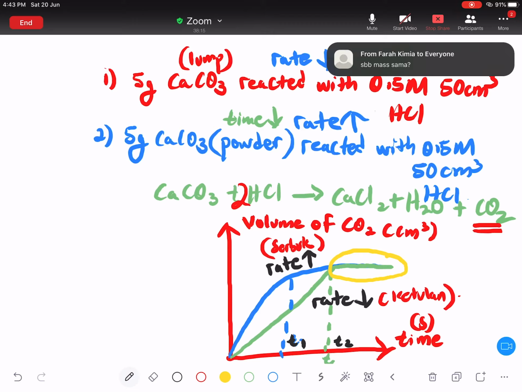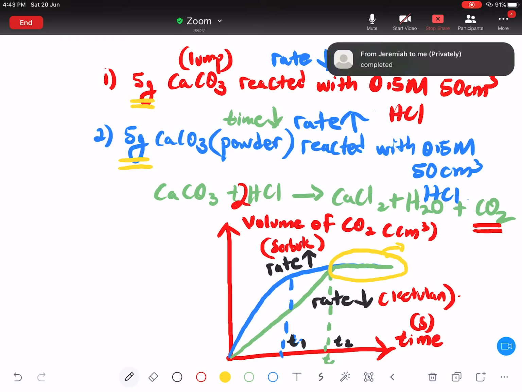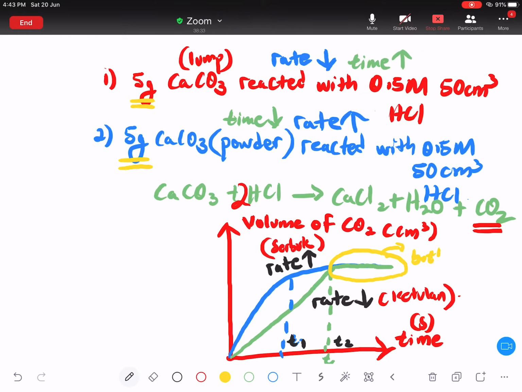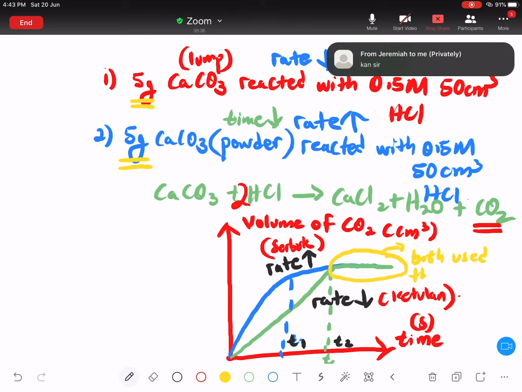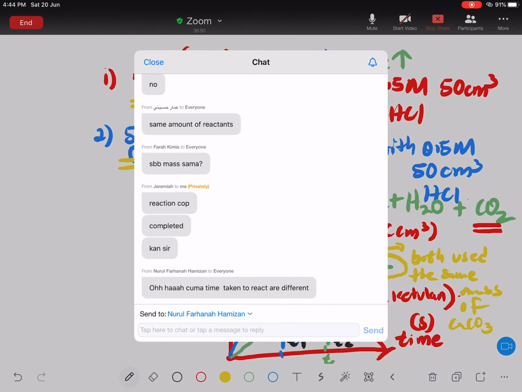Yes, you are very clever. Both experiments, did you notice? They use 5 grams. Both use the same mass, the same amount of the mass of CaCO3. This is the answer. Understand? Yes, correct, Farihana. You are right.